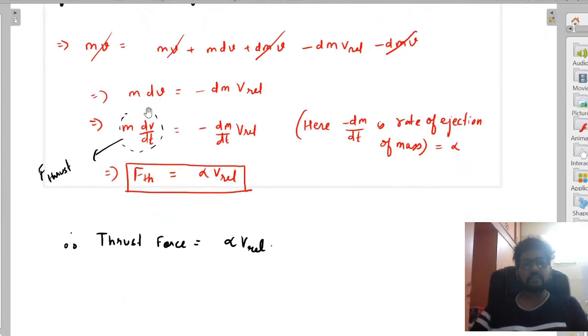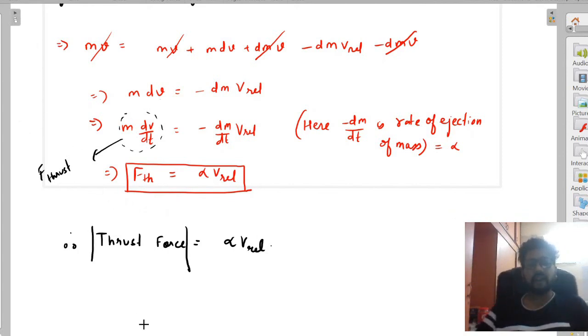that m dv is equal to minus dm v relative, since v relative is constant. And what we can do is divide it by dt. So m dv by dt is basically called the thrust force, and the magnitude of dm by dt is alpha. So the thrust force magnitude is equal to alpha v relative.